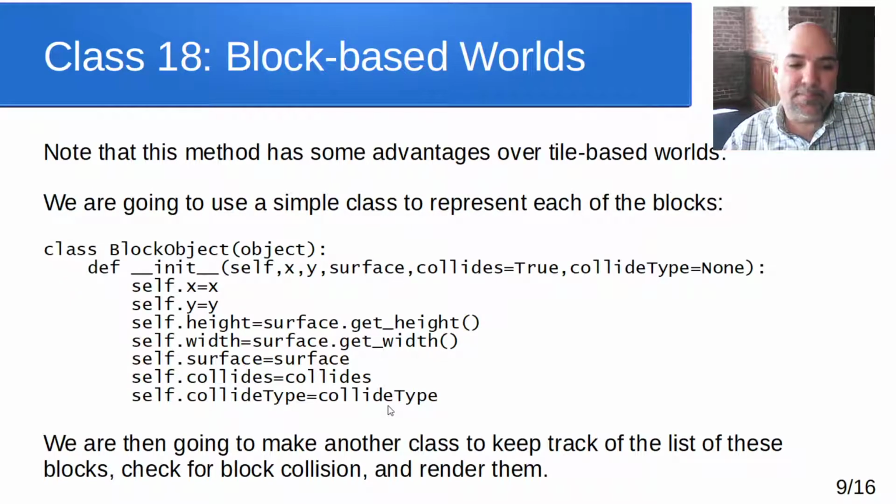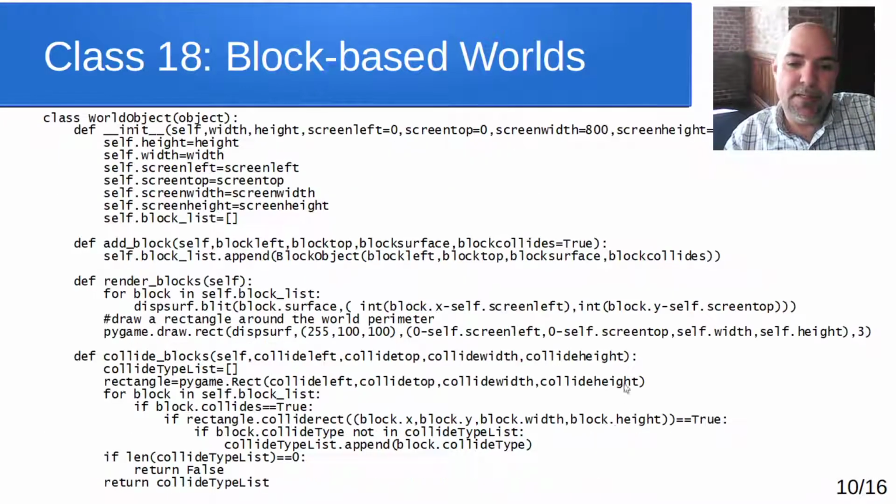And then what we're going to do is make another class that's going to keep track of those blocks. That's the one that renders them all, checks for collision, and allows us to interact with it. So that's going to be more like the grid, but it's just going to be a list of them. So here's what the block world looks like. And looking through that code here, let me hide my face so you can see all of it.